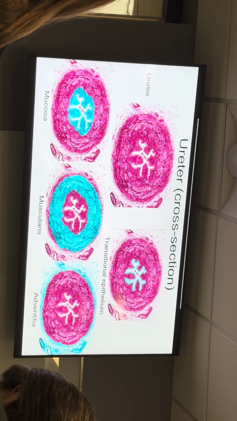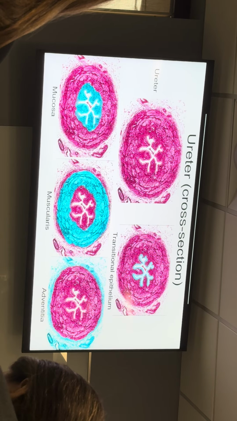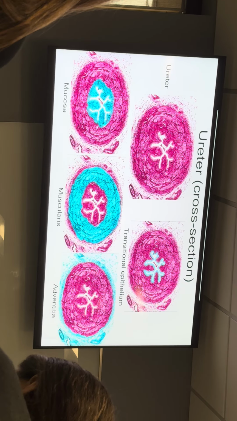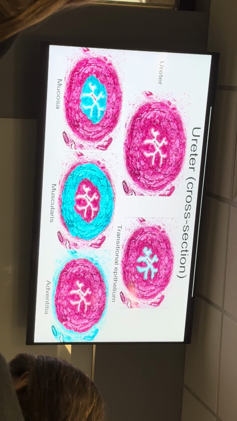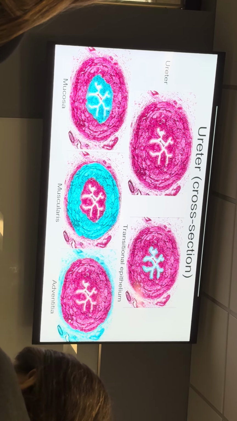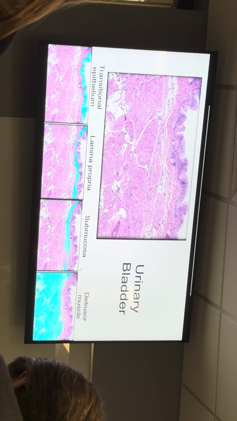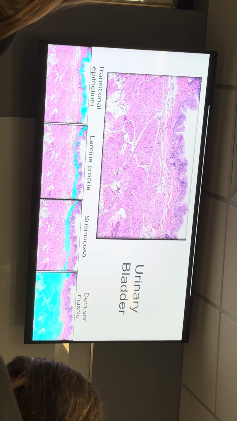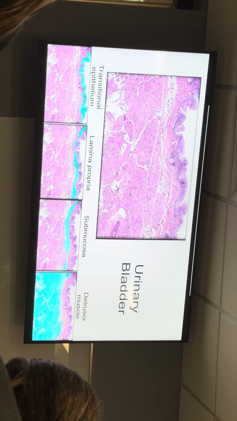So here's a cross-section of your ureter. You have your transitional epithelium, lamina propria, mucosa, your muscularis layer that has peristaltic contractions, and then your connective tissue on the outside. Your bladder itself, you have your transitional epithelium on the inside. Underneath that, lamina propria and some mucosa, submucosa. And then you have your detrusor muscle, which is a large, smooth muscle that makes you urinate.